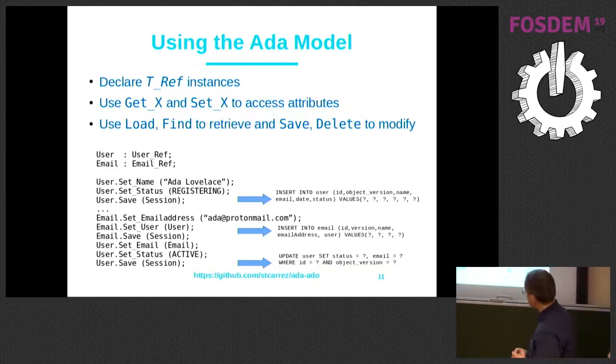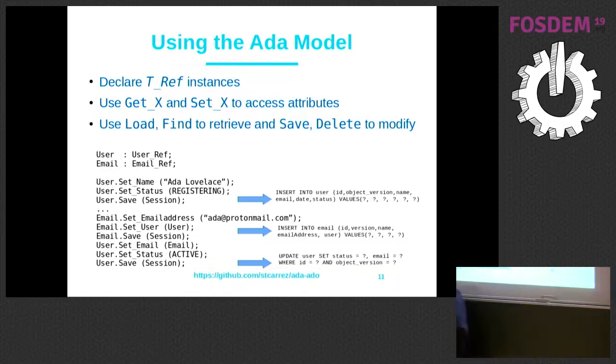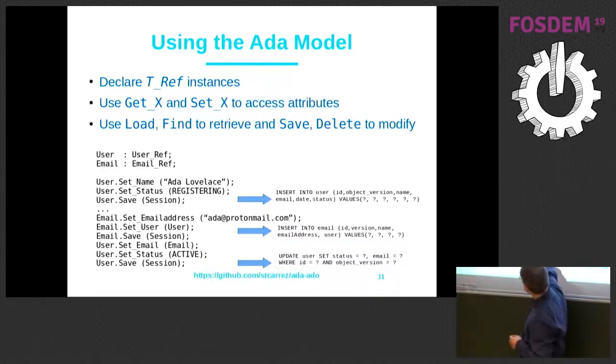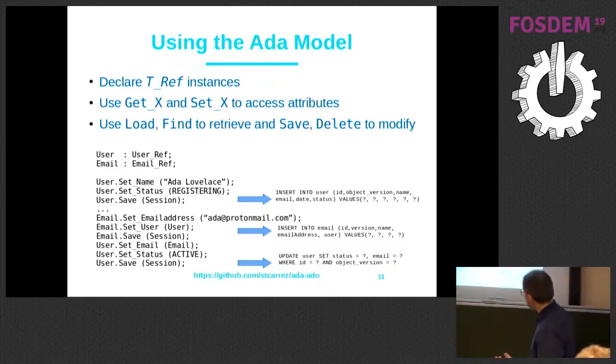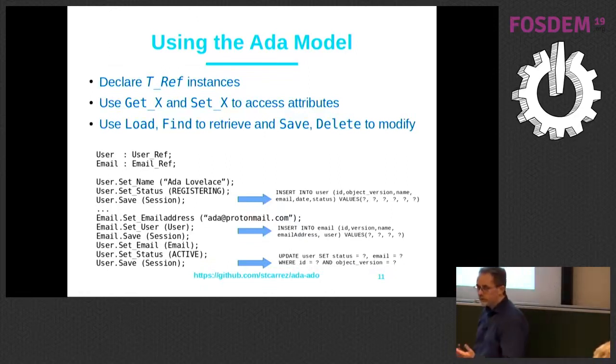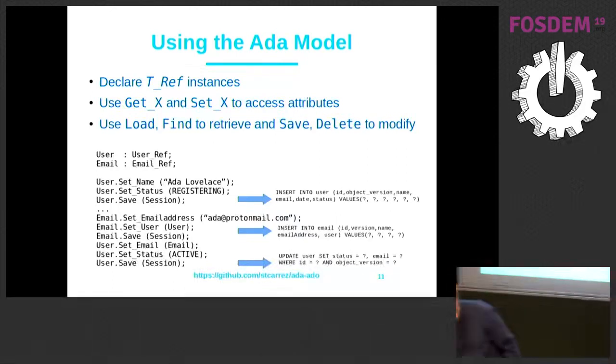And here, the framework knows that I have not modified the name. I have modified the status. I have not modified the name. So what is changed is only the email and the status. And what we do is just update the minimum, the rows which have been modified.